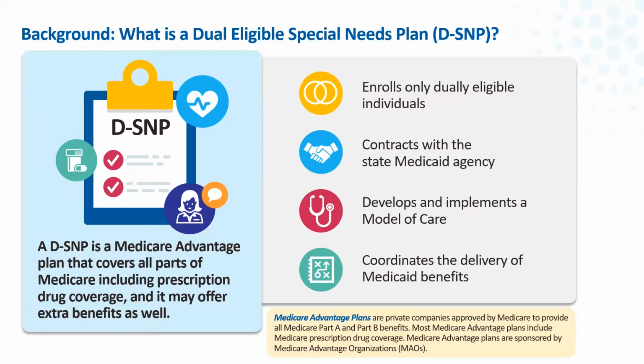The most fundamental principle to understand about dual eligible special needs plans, or DSNPs, is that they are Medicare Advantage plans, and so they operate under the regulations and policies of the Medicare Advantage program. Similar to other Medicare Advantage plans, DSNPs provide coverage for all Medicare benefits, including prescription drugs, for people who choose to enroll. They may offer extra supplemental benefits beyond what the Medicare program traditionally covers.